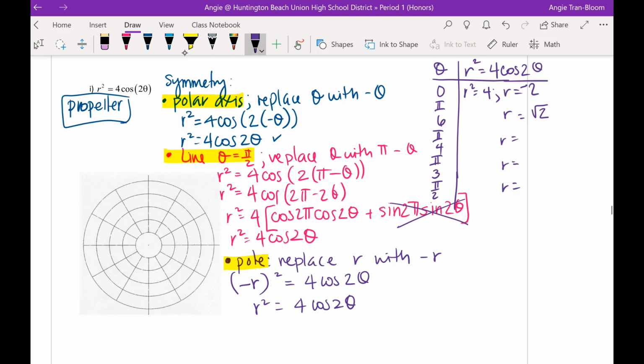Oh, sorry. Then that means go back and put plus or minus on the other one. My bad, I forgot. r squared equals 4. That means r is plus or minus 2. Same thing with this. r squared equals 2, so r should be plus or minus root 2. r squared equals 2. Okay.